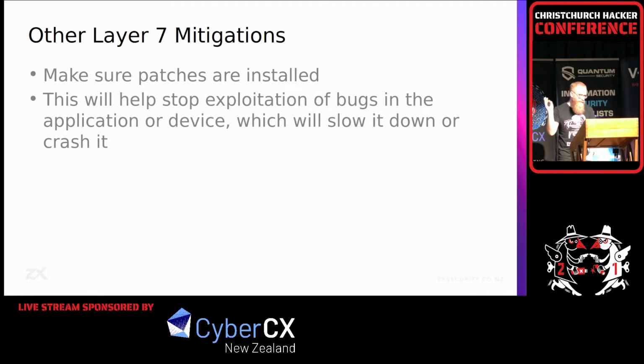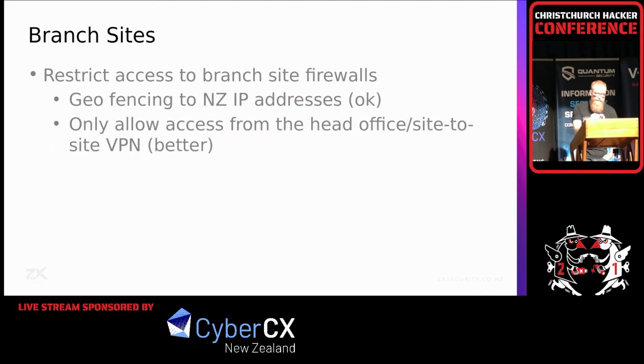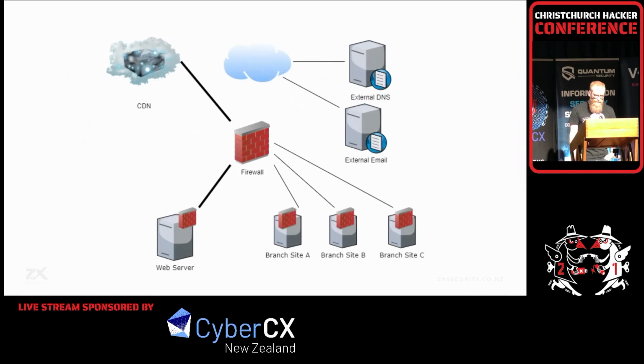Another thing, just make sure your patches are installed. These are going to stop exploitations of bugs in the applications of the device, which may slow things down or crash it. And as with those branch sites before, we could geofence it to New Zealand IP addresses, or even better still, use a site-to-site VPN, so you're not actually exposing your retail sites to the internet. It's only over a VPN from head office that it can be accessed. So making sure we protect everything and all the branch sites as well.